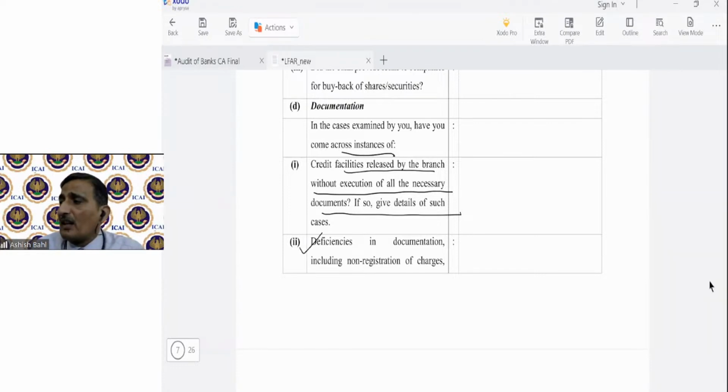Yes, Namrata, I can share this format also. You can also download it online. Just go to Google and write LFAR for banks new format, because this format was revised about a year or two before.